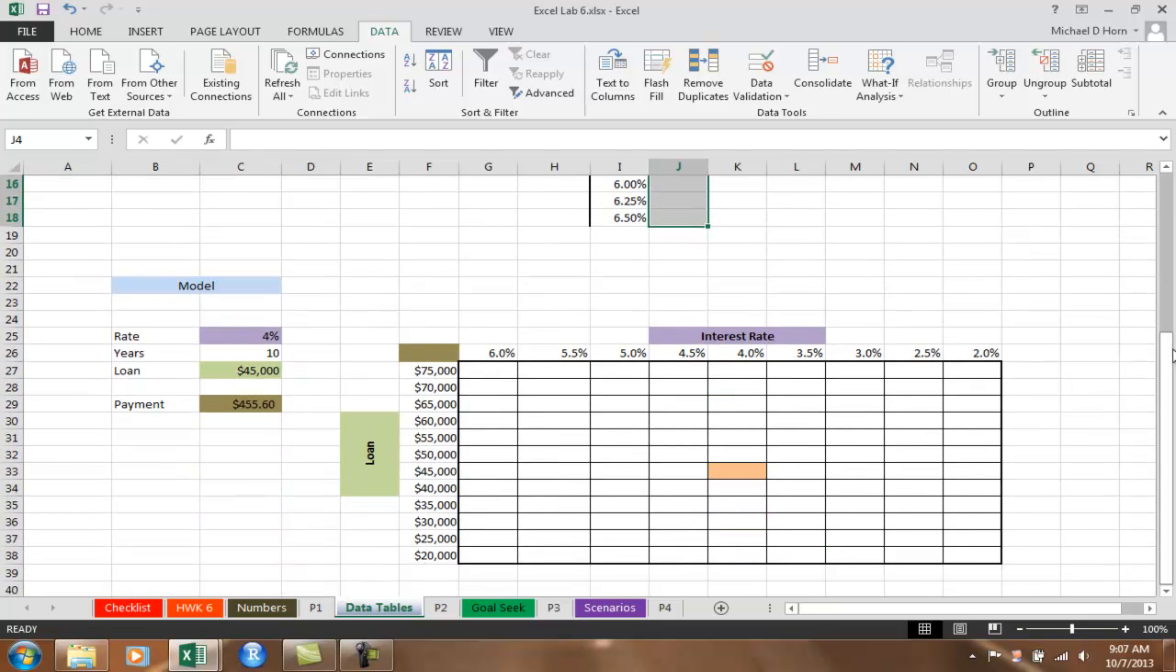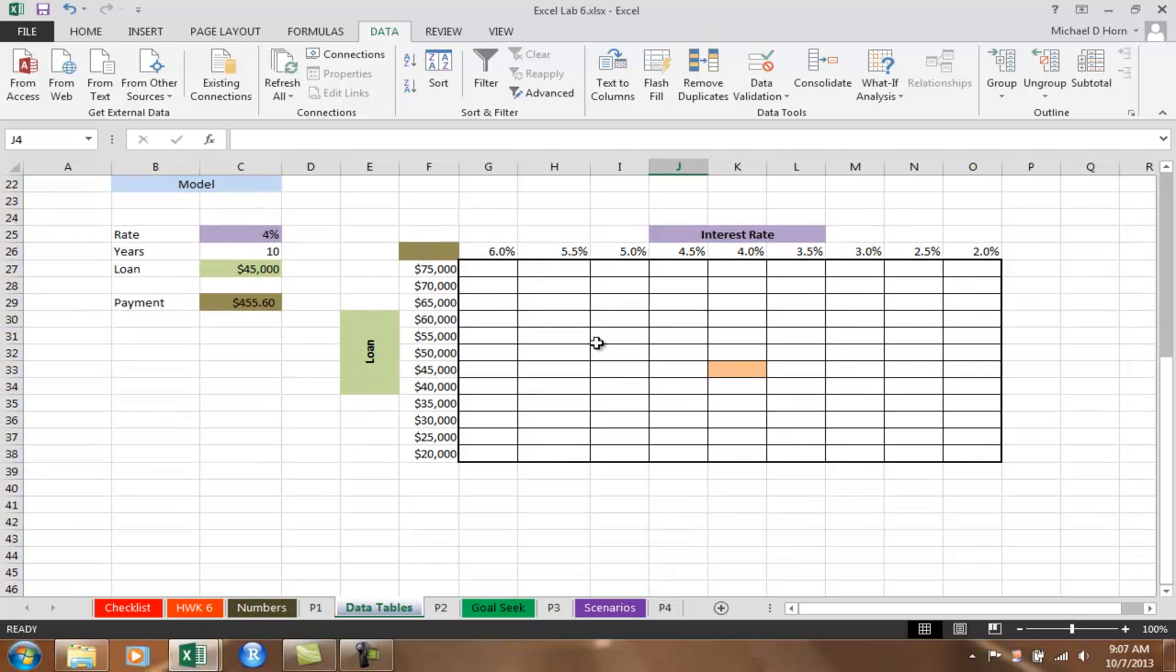You can do what's called a two-way data table. And now instead of just varying one factor, I'm going to look at different combinations of interest rate and loan amount. And so we can do that. We set this up however we want.